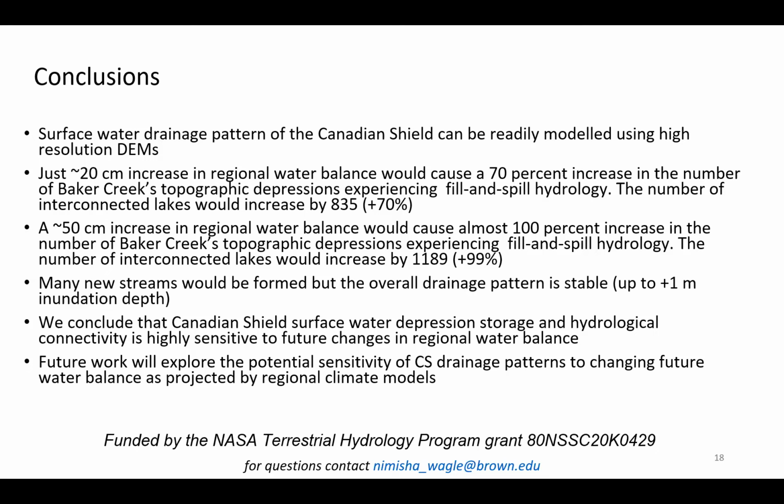Finally, we conclude that Canadian Shield surface water depression storage and hydrological connectivity is highly sensitive to future changes in regional water balance. Future work will explore the potential sensitivity of the Canadian Shield drainage patterns to changing future water balance as projected by regional climate models.